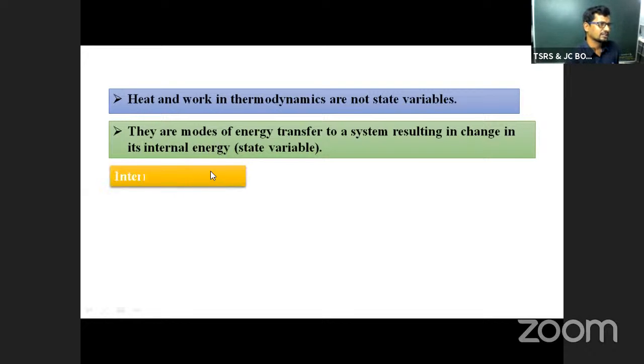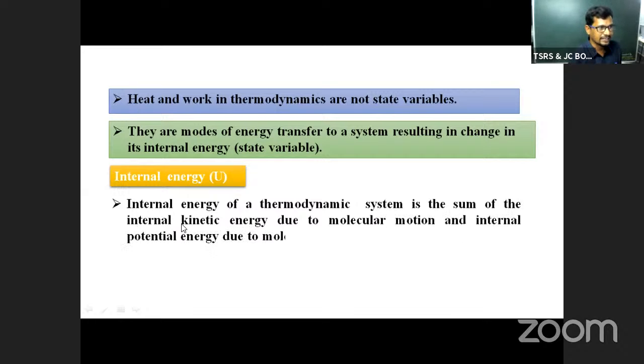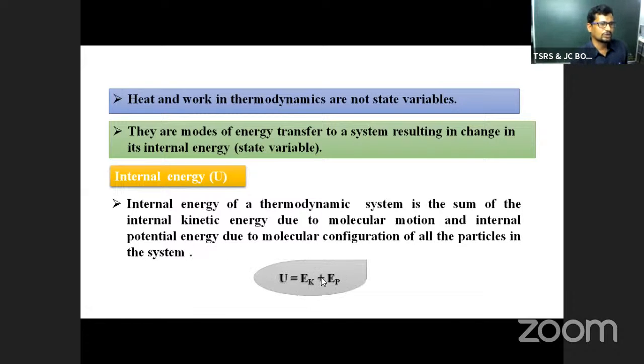Internal energy. We indicate internal energy with U. The internal energy of a thermodynamic system is the sum of the internal kinetic energy due to molecular motion and the internal potential energy due to molecular configuration of all particles in the system. U is equal to EK plus EP, where EK is internal kinetic energy due to molecular motion, and EP is internal potential energy due to molecular configuration. The sum of EK and EP is known as internal energy.